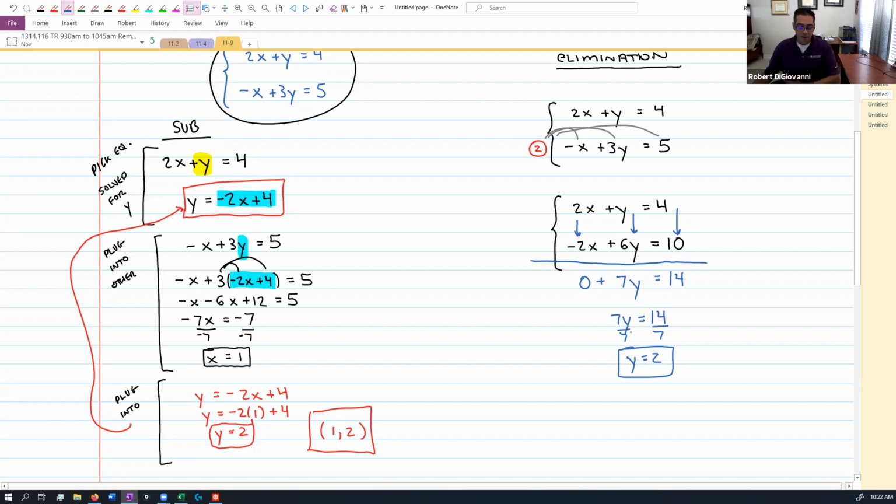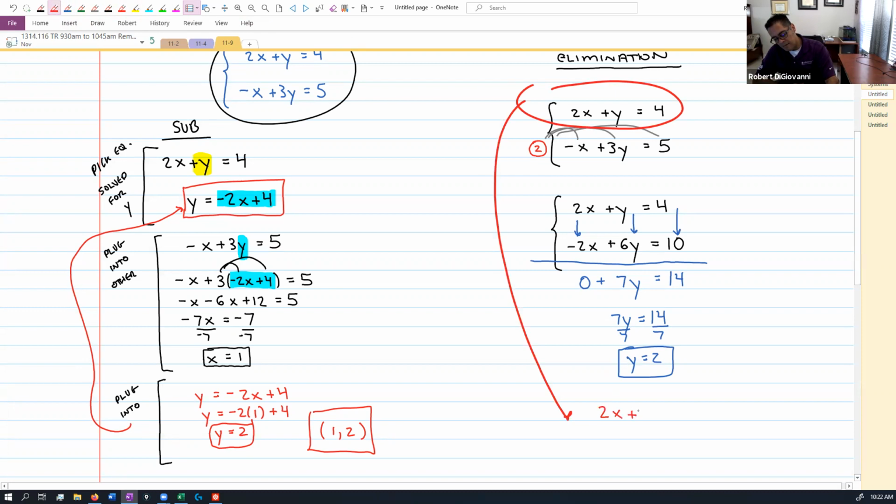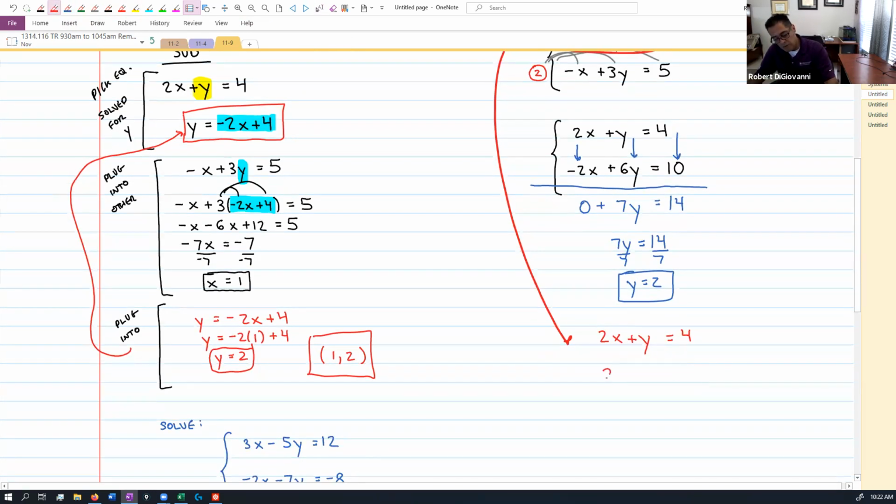What do you do once you get y? Or once you get a solution, you pick any equation you want and go solve for the other variable. So I'm just going to go back again to the very first one. I'm going to grab that one, bring it down here. That's going to be 2x plus y is 4. And I know y is 2, right? We just said y was 2. So 2x plus 2 equals 4. And now we just solve this the way we had before. Subtract 2 on both sides, divide by 2, and you get 1.